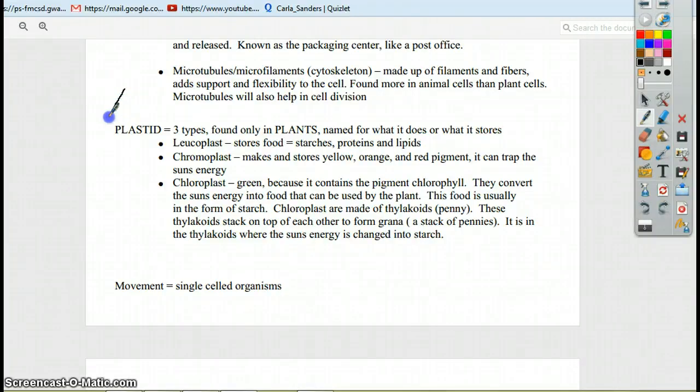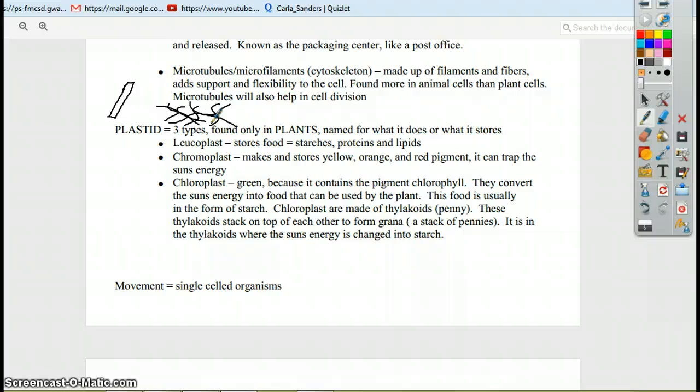So the microtubules, you can see it's kind of rod-shaped. It's going to give all kinds of support. And the filaments, they look like all this stringy stuff, which is going to give support to the cells. Microtubules, if they're working by themselves, cell division. Together the two form the cytoskeleton, giving extra support.